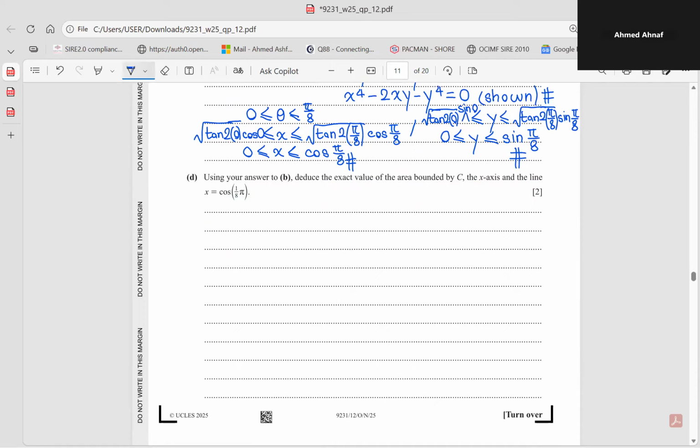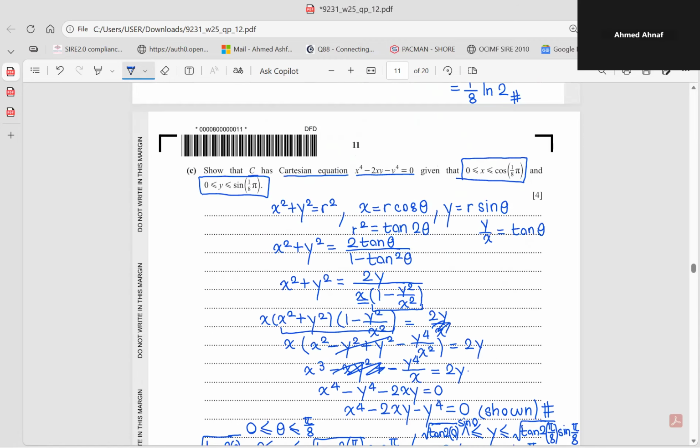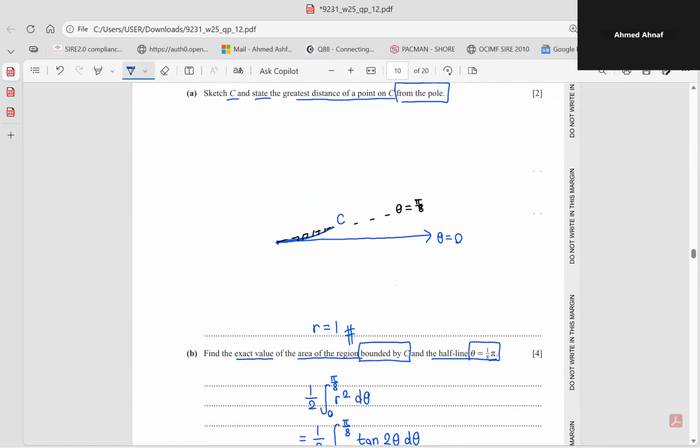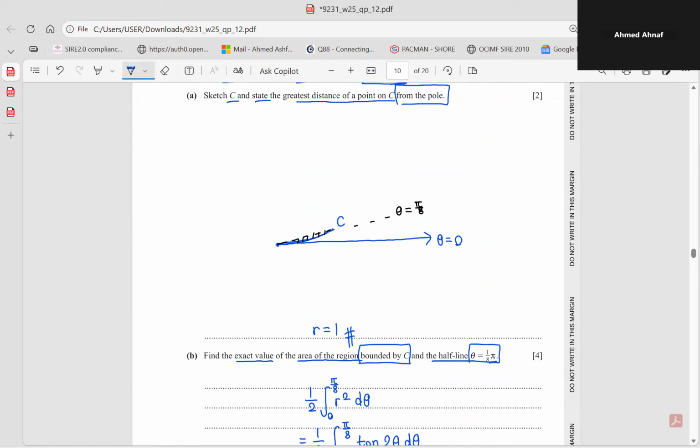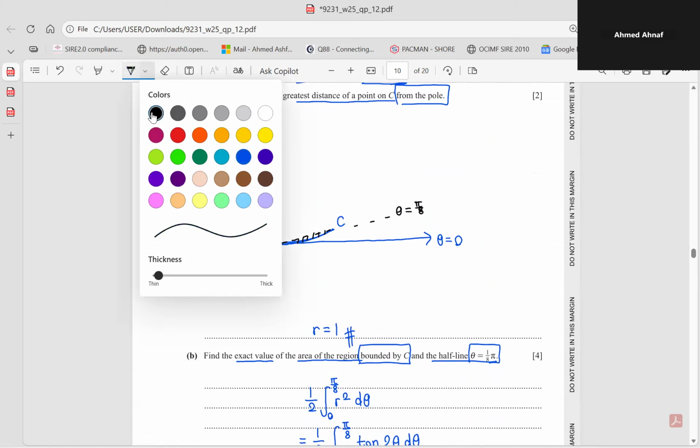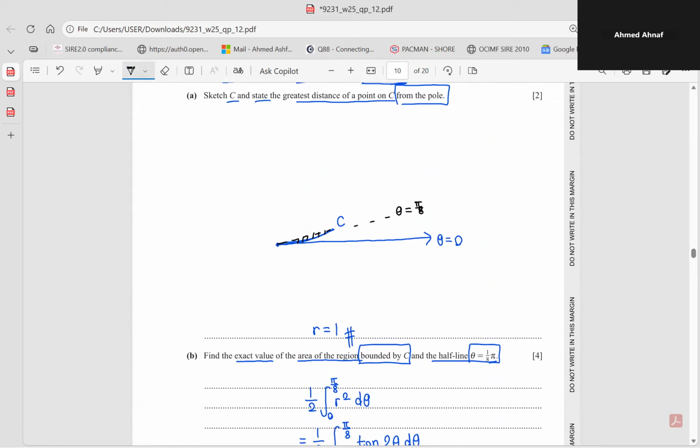Okay, so for this last part, we are told to use our answer in B. We need to deduce the exact value of the area bounded by C, the x-axis, and the line x equals cosine pi over 8. Okay, so let's see what they mean by that by doing a little sketch on our sketch of C. I'm going to be using black for this. So x equals pi over 8 is right here. x equals cosine pi over 8 is right here.